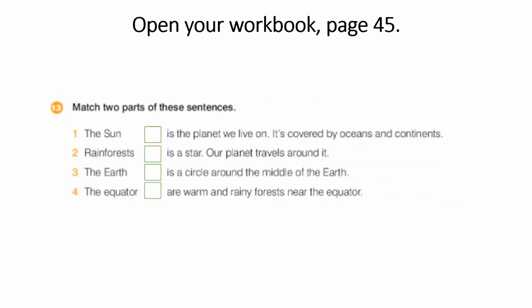Read two parts of the sentences and match them. Pročitaj dva kraja rečenice i spoji. Stop the video. The sun is a star. Our planet travels around it. Rainforests are warm and rainy forests near the equator. The Earth is the planet we live on. It's covered by oceans and continents. The equator is a circle around the middle of the Earth. Svaku rečenicu trebaš ponoviti za mnom, to jest pročitati je naglas. So please stop the video and do it.